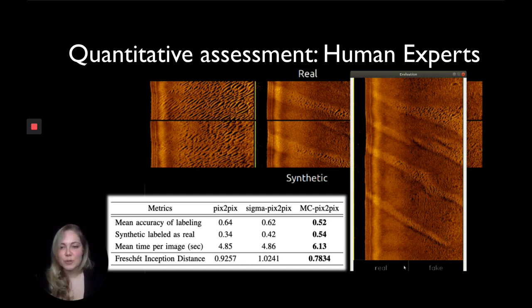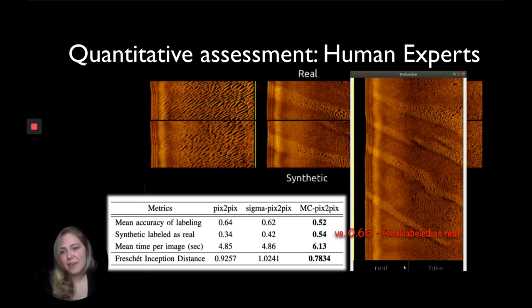Then the next important piece of information is synthetic data labeled as real, and ours looks pretty bad at 54%. However, once you know that real data labeled as real is actually scoring 66%, it's a pretty good result.